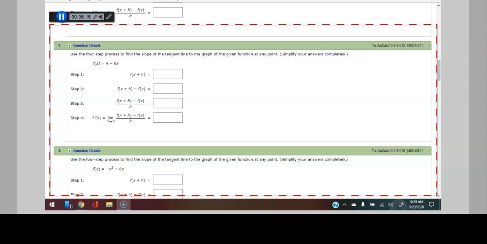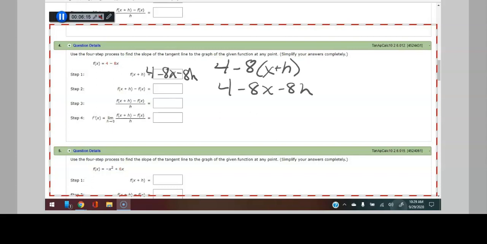Wherever there's an x, I'm going to put an x plus h. So that gives me 4 minus 8 times x plus h. Okay? Now simplify it. So that gives me 4 minus 8x minus 8h. So I just distributed the negative 8. So that is my first step. So I've got 4 minus 8x, that's an x, minus 8h, okay?